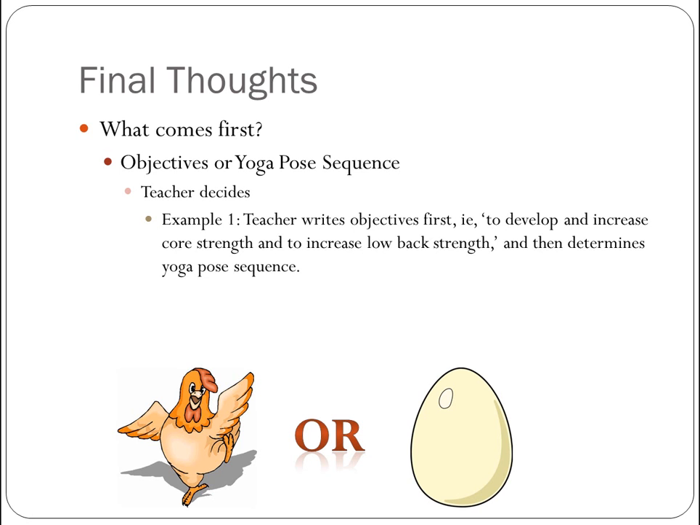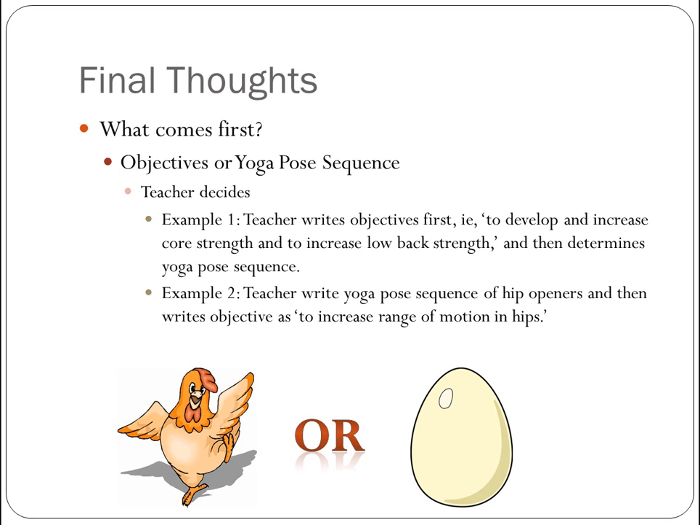Or, the teacher may determine the sequence of poses first and then write the objectives. For example, the teacher may want to focus on hip openers and develop a class that links these poses together in an interesting way. After finalizing the sequence of poses, the teacher would write the objectives, such as to increase range of motion in the hips. Ideally, the objectives and yoga pose sequence are written concurrently.